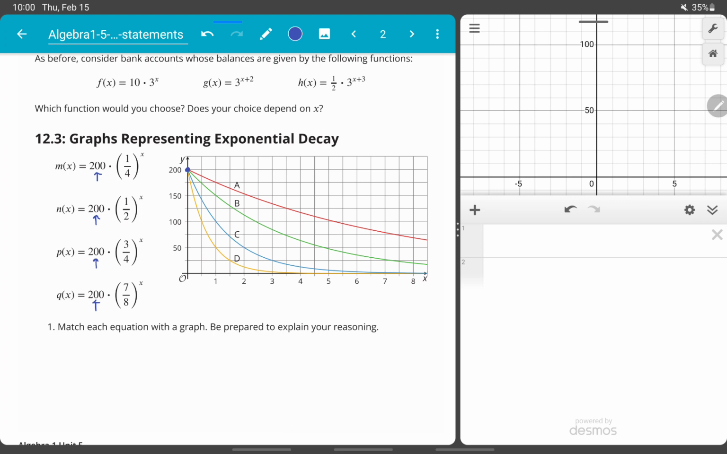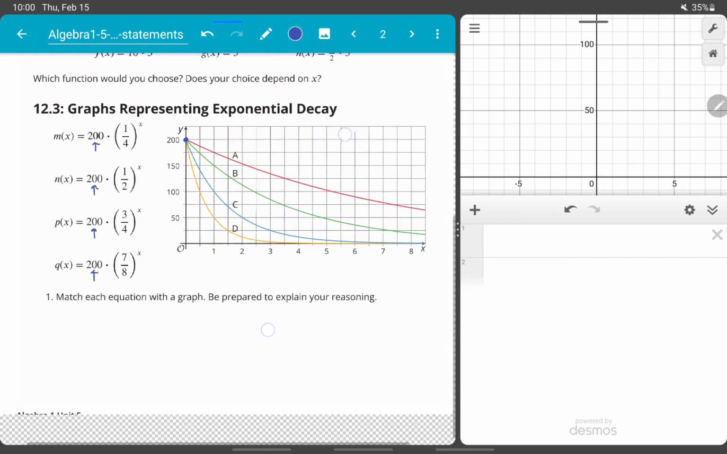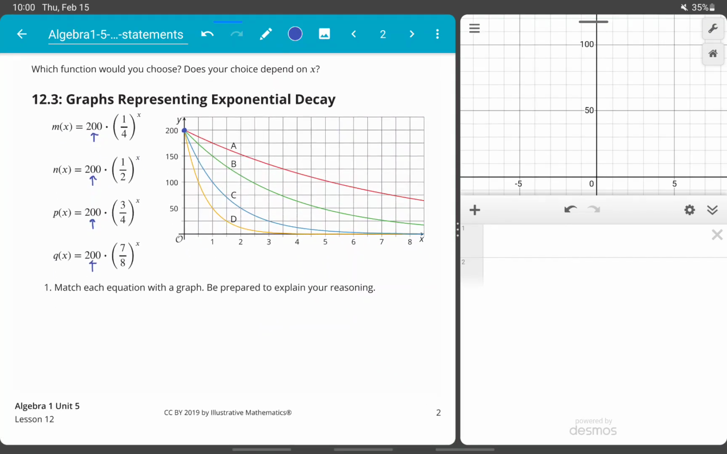If we have a really small b value, then it's going to be a very steep decline. If we have a large b value, it's going to be less of a decline. That's one way to do it. Another way to do it is to think about what happens when our x value is 1.